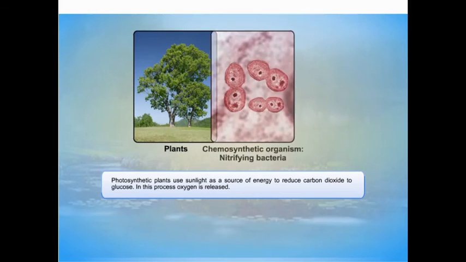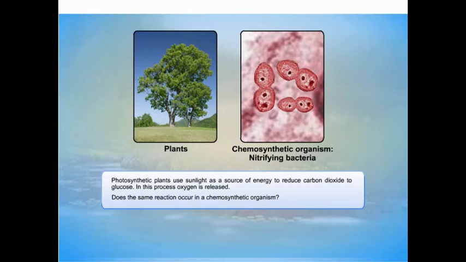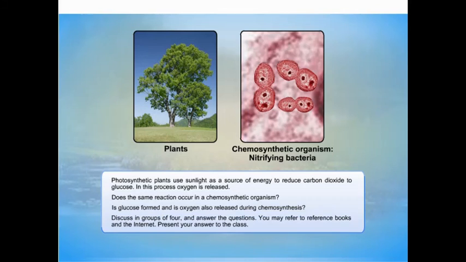Photosynthetic plants use sunlight as a source of energy to reduce carbon dioxide to glucose. In this process, oxygen is released. Does the same reaction occur in a chemosynthetic organism? Is glucose formed, and is oxygen also released during chemosynthesis? Discuss in groups of 4 and answer the questions. You may refer to reference books and the internet. Present your answer to the class.